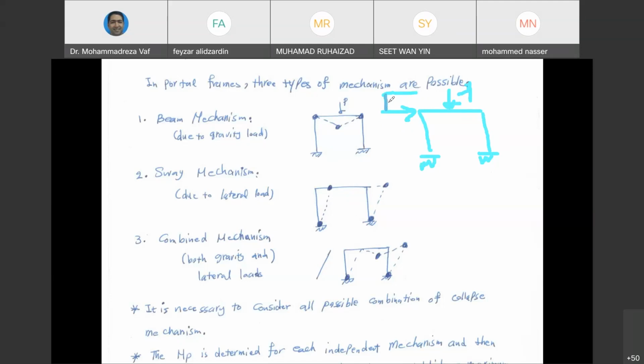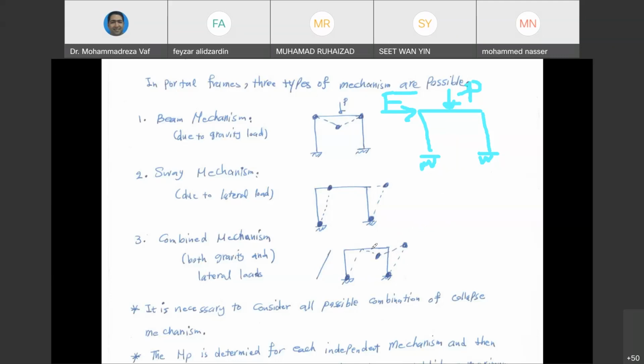Then the first one is going to generate for you a beam mechanism like this one. The lateral force is going to generate a collapse mechanism like a sway type. And the combination of these two can generate a combined mechanism. So in the combined mechanism, again, you need to have 4 hinges. And if your supports are fixed, these 4 hinges are going to be 4 plastic hinges. If your supports are pin, you may have 2 roller here, for example, or 2 pin supports, then you need to have additional 2 plastic hinges to make the frame collapse.